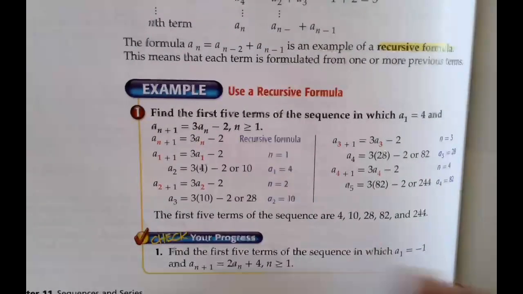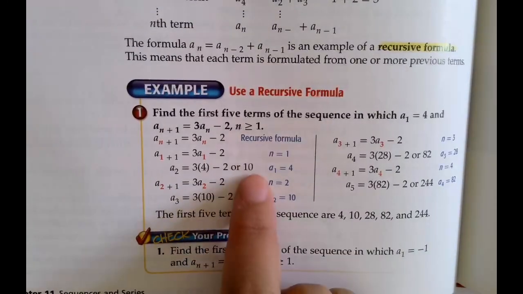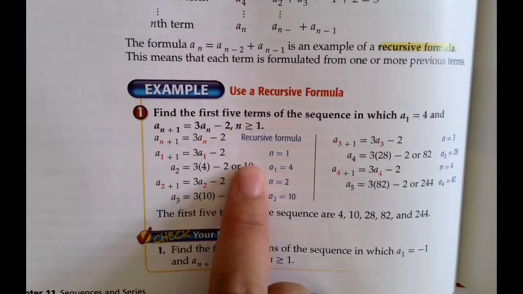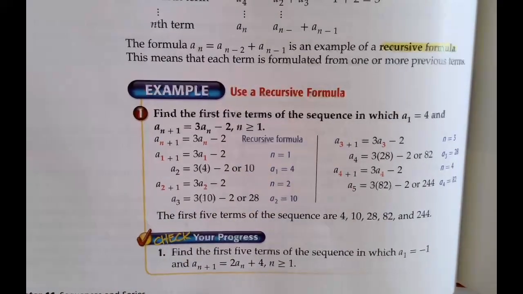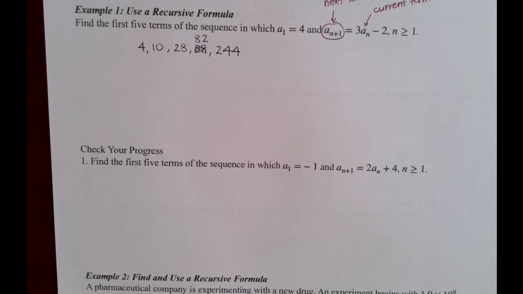Okay, they're plugging in the previous one, multiplying, and then minusing 2. Then they're taking 3 times the previous one, minus 2. And so on, so on. Okay, so why don't you try CYP1 here on your own, and then once you're done, come check your answer.